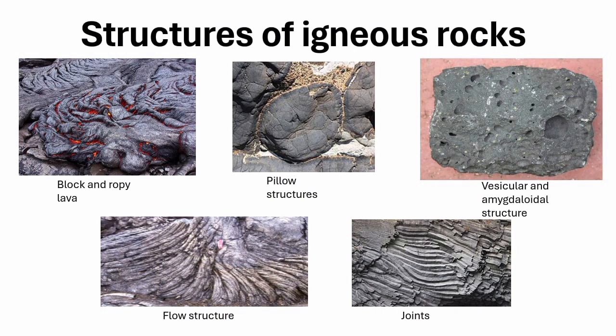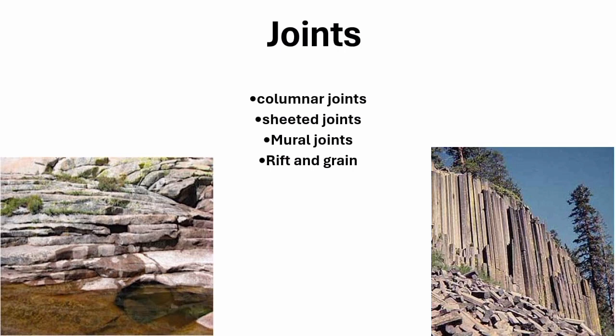Pillow lavas are formed when the basaltic magma comes in direct contact with water or other water-saturated sediments. And then comes the flow structure. These are planar or linear features that result from the flow of lava. Then comes the joints, that are cracks or fractures developed in rock that divide the rock into parts or blocks. There are different types of joints such as sheet joints, mural joints, rift and grain, columnar, etc.